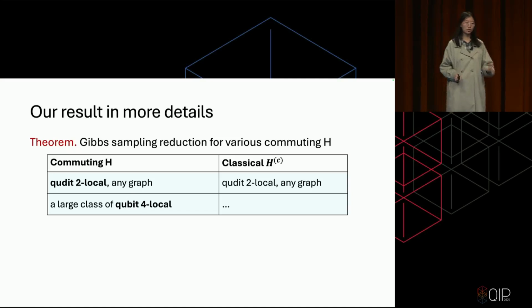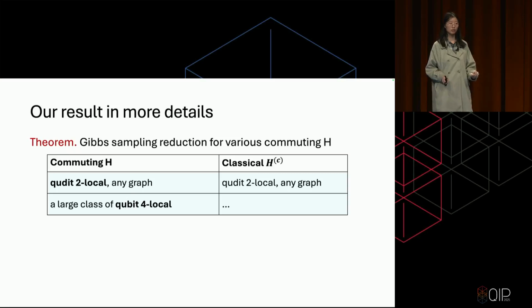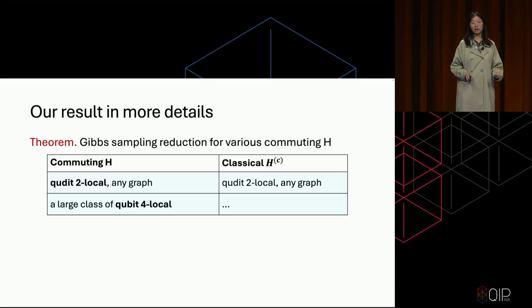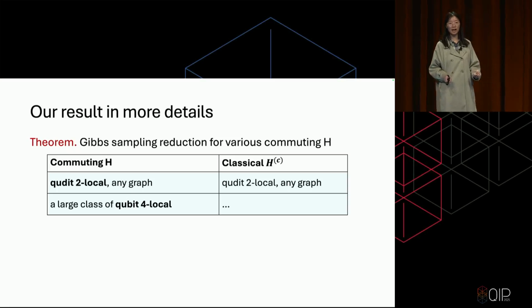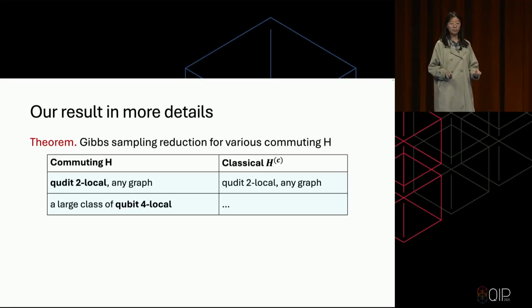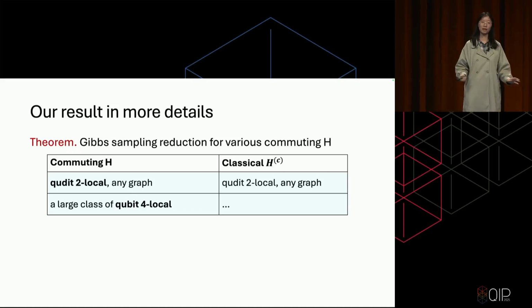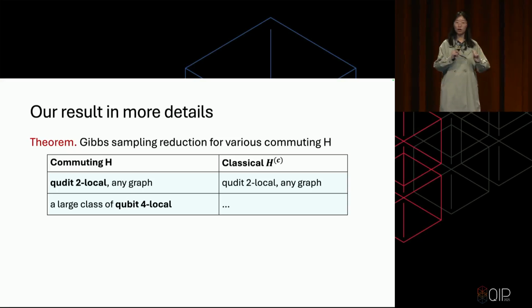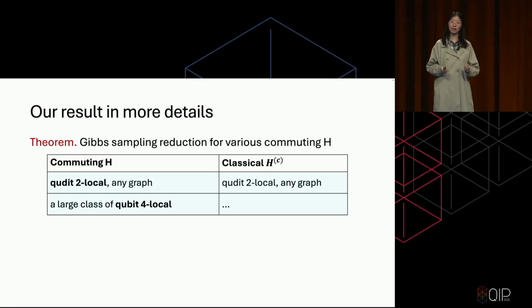This includes two types of things. One is any QD two-local commuting Hamiltonian on an arbitrary graph. In this reduction, the corresponding classical Hamiltonian will also be QD two-local on any graph. So this is a relatively easier regime. And besides two-local, if you've worked on the complexity of commuting Hamiltonians, two-local would be closer to classical.